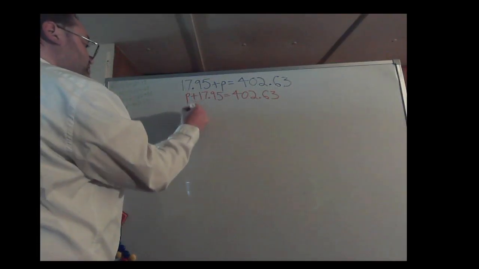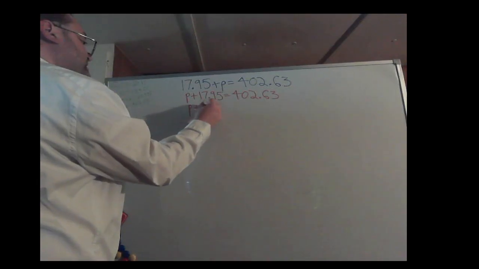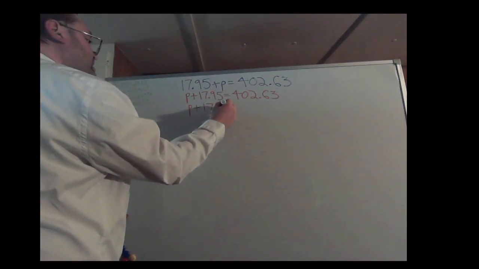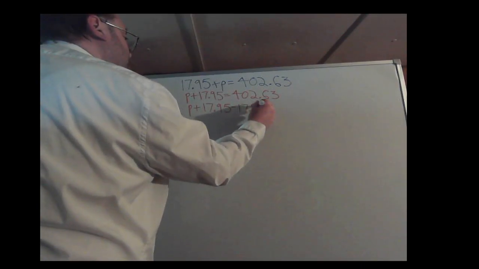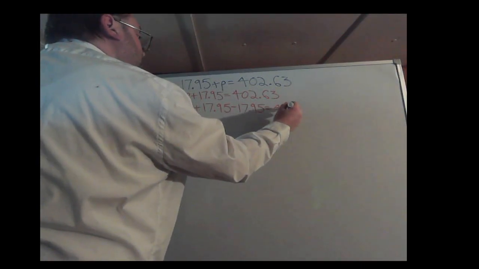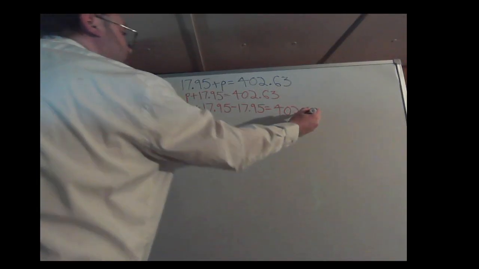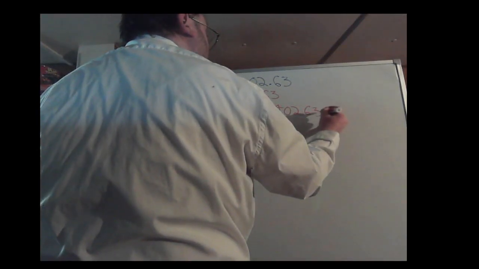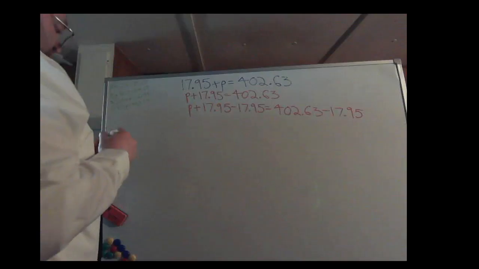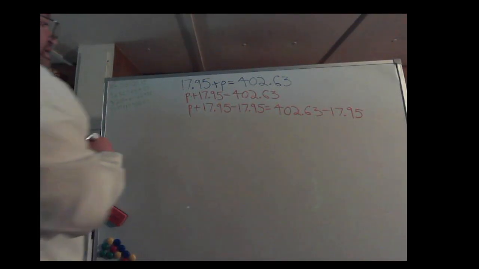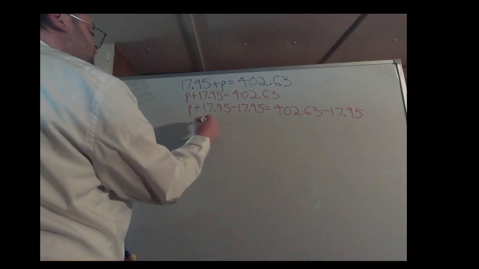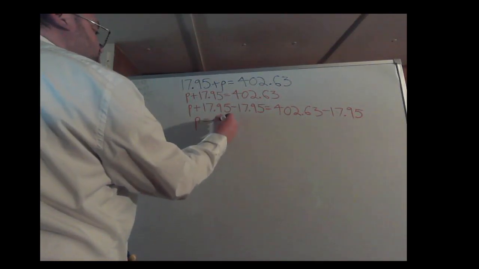Okay, of course, like any variable equation, you want to get the p by itself, get the variable by itself. So you'll end up having p plus 17.95 minus 17.95 is equal to 402.63 minus 17.95. Because what you do to one side, you have to do to the other. Okay, so 17.95 minus 17.95, that's 0. Which means you got p by itself.